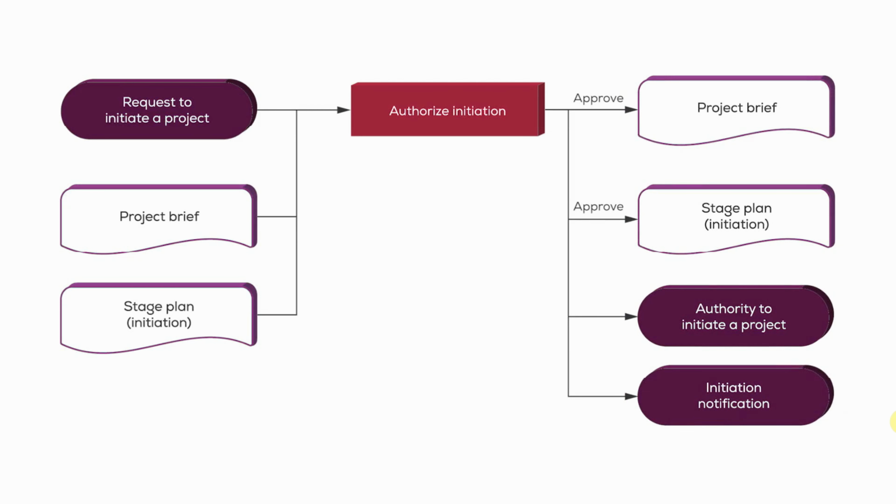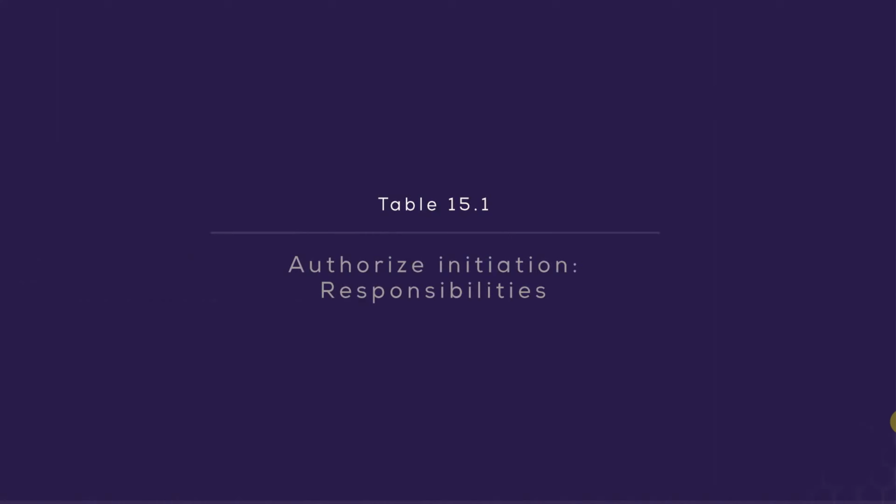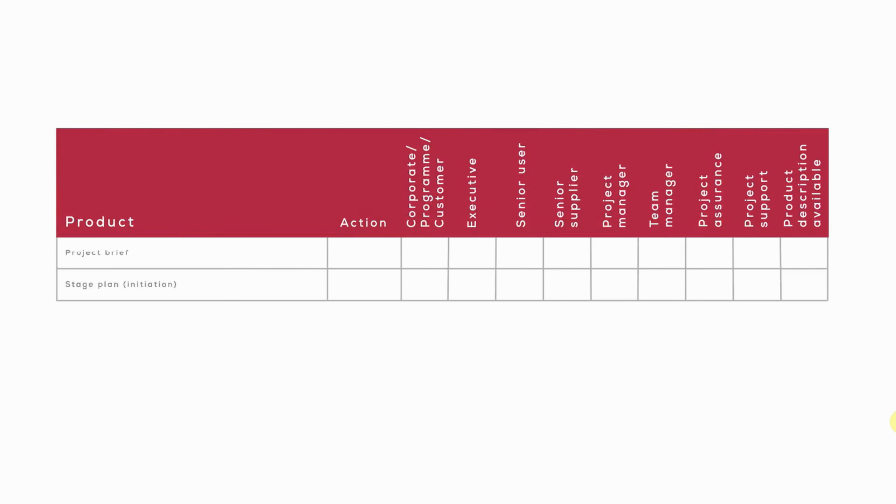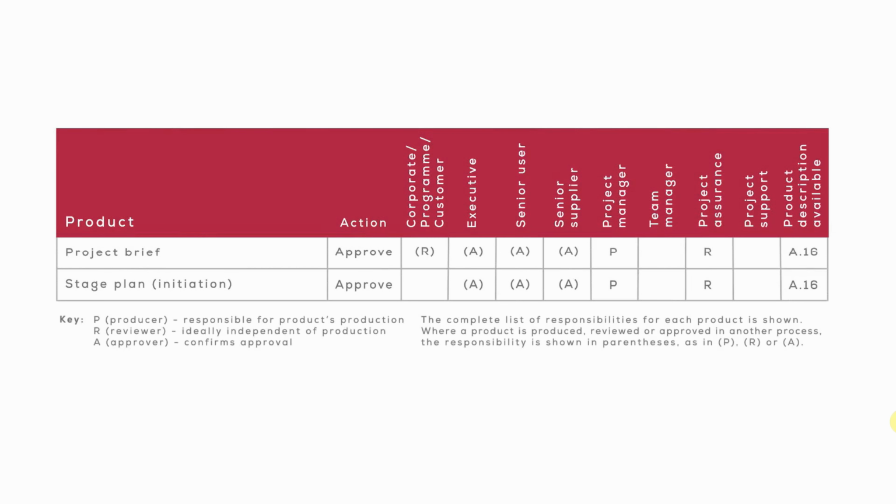So to summarize this activity, you can summarize it effectively by saying that the purpose of this authorize initiation activity is to review and approve the outputs of the starting up a project process. In terms of the responsibilities for carrying out this activity, fairly obviously, the project brief and the initiation stage plan, which were produced by the project manager in the starting up a project process, are reviewed by project assurance and approved by the project board.